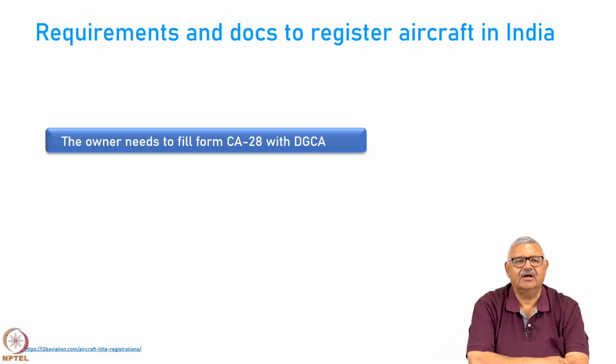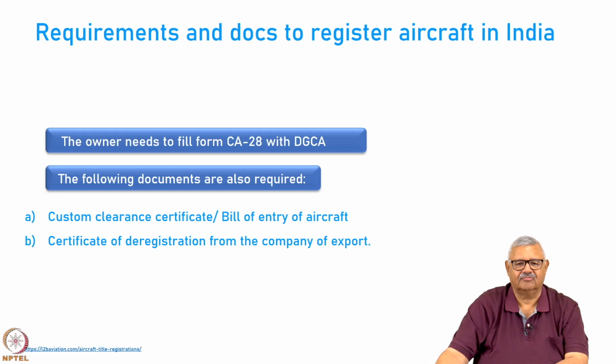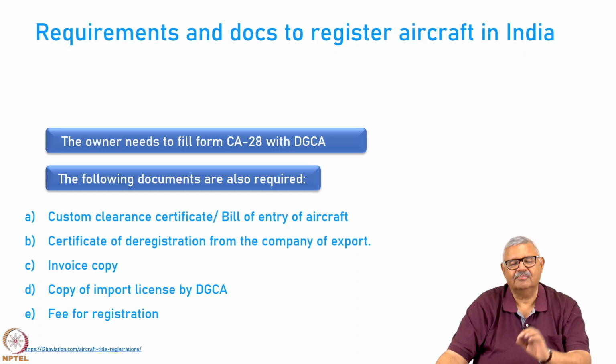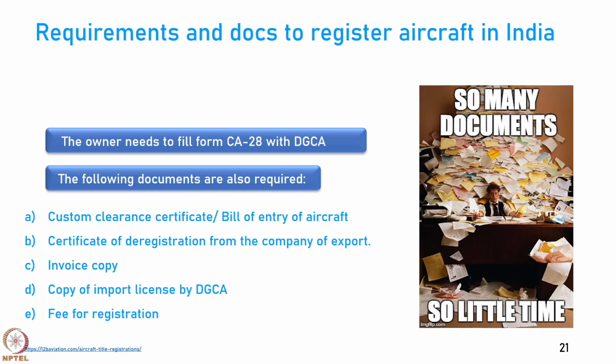If you are an owner of a new aircraft, you need to fill something called form CA28 with the DGCA. This form requires several documents such as the customs clearance certificate or bill of entry of the aircraft. It requires a certificate of deregistration from the country of export, because it has to be deregistered there and registered in India. Some invoice copy of the import license by DGCA, and some fee for registration. So many documents are required for you to register an aircraft with the Indian civil aviation regulatory agency called DGCA.